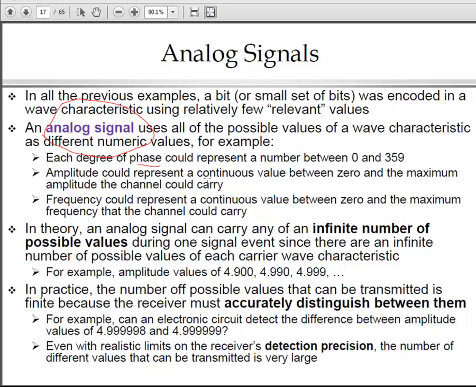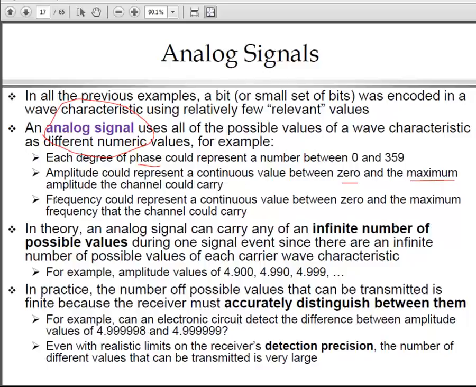Likewise for amplitude. I have voltage or whatever I'm varying to represent amplitude. That could be 0, or presumably the channel can carry some maximum value. The entire range between 0 and whatever the maximum value of amplitude that transmission medium or channel can carry can be used to represent data. 0 means something, 100 means something, 50 means something, 51 means something, 51.001205 means something, and each of those is a different value. It's not just high or low, it's all the values in between, quote unquote, have meaning.